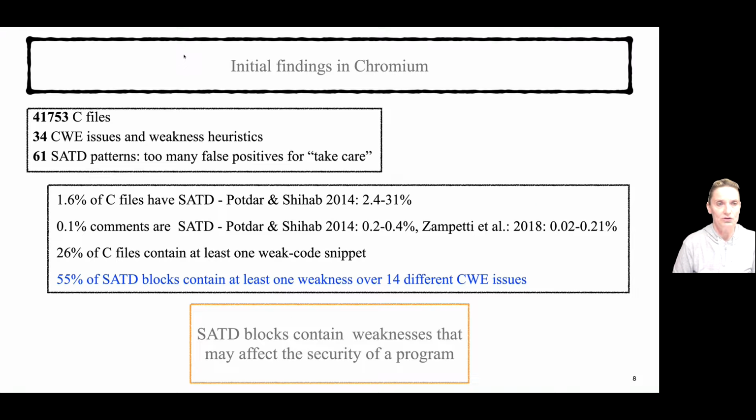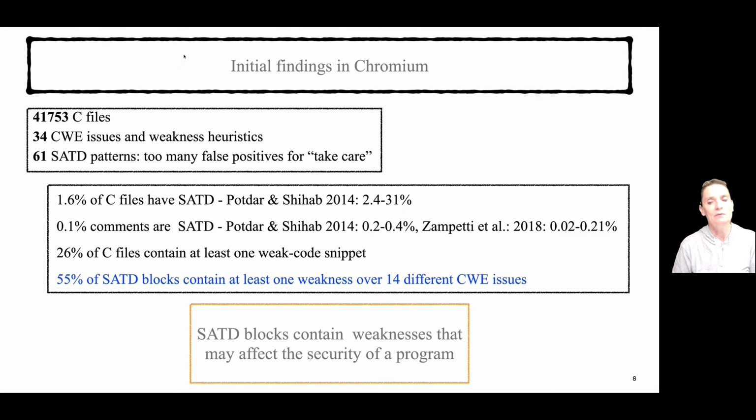For the initial findings in Chromium, over about 42,000 C files, we defined 34 heuristics for the CWE issues, and we used 61 SAT patterns. With this information and these tools, we found that 1.6% of the files have SAT, 0.1% of comments are SAT, and 26% of the files contain at least one weak code snippet.